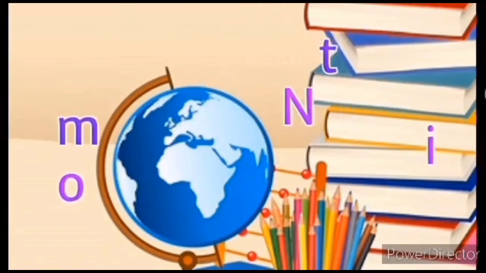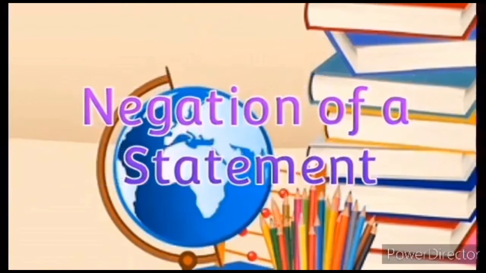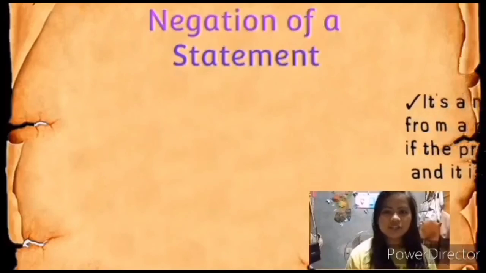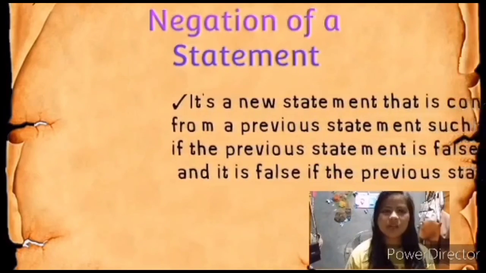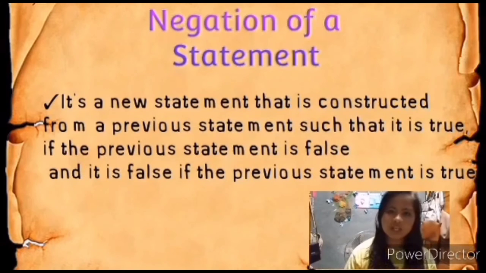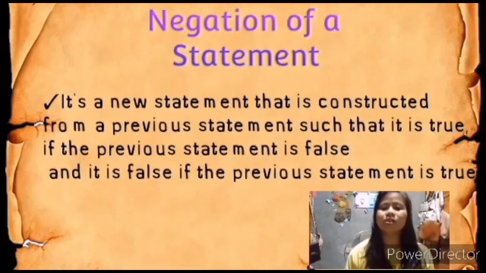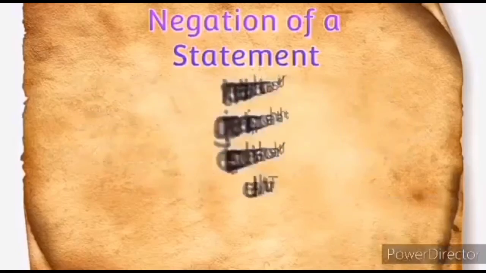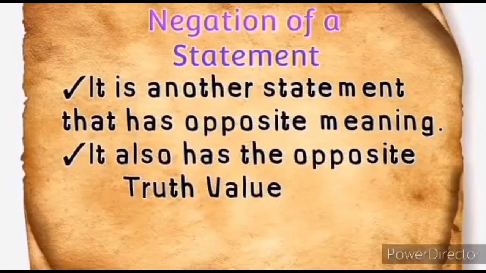In mathematics, it is important to determine the opposite of a given mathematical statement. This is usually referred to as negation of a statement. Negation of a statement is a statement that is constructed from a previous statement such that it is true if the previous statement is false, and it is false if the previous statement is true. It is another statement that has the opposite meaning. It also has the opposite truth value.